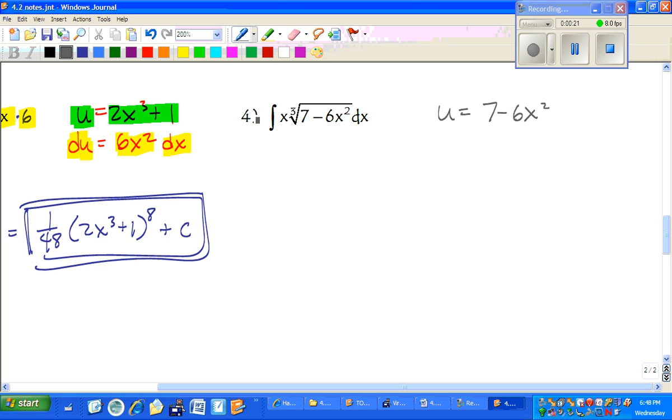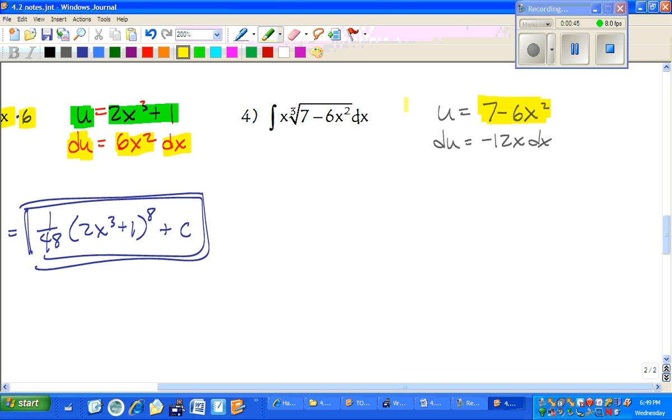X on the outside, that's just there to help us get that du part. So don't worry about that right now, but it's going to become part of our du. Over here, we want to figure out what is du. Remember, it's just the derivative of this times dx. So the derivative of this expression would just be negative 12x dx.